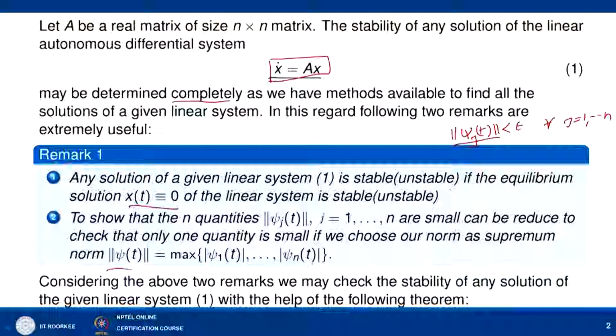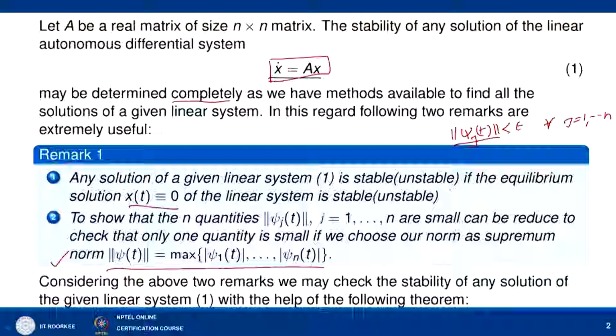Here we are taking this norm, which is known as the maximum norm. So here we simply take the norm of psi(t) equal to the maximum of modulus of psi_1(t) up to modulus of psi_n(t). So here we are using the supremum, say the maximum, of each psi_i(t), and then we call this the norm of psi(t). If we are using this, then we can establish our result only in terms of this norm, and if it is true for this norm, then it means that each psi_i(t) is less than epsilon, and hence we can have the required result.